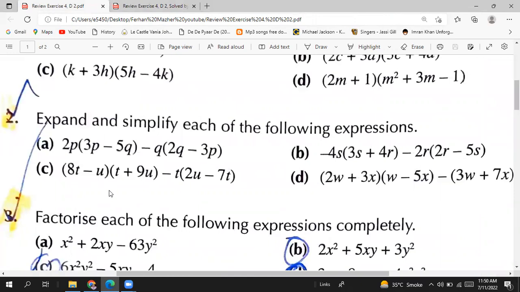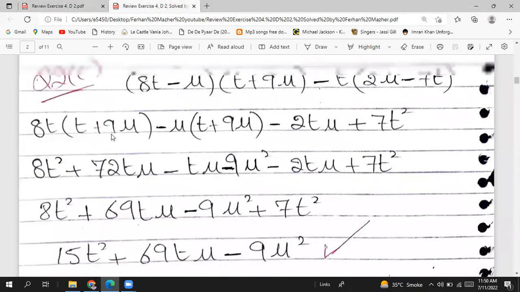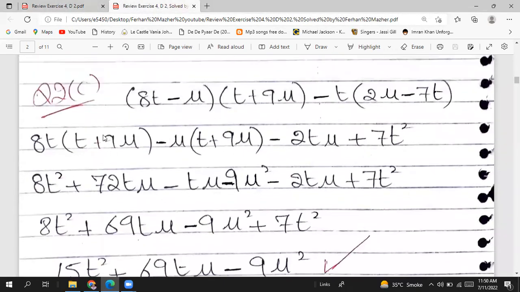Question number 2 and it's C part. Here we have a bracket in which we have 8t minus u, then another bracket t plus 9u, then we have minus t bracket 2u minus 7t. So these two brackets will multiply with each other, and this minus t will multiply with this bracket, and we will simplify them. So here we go.